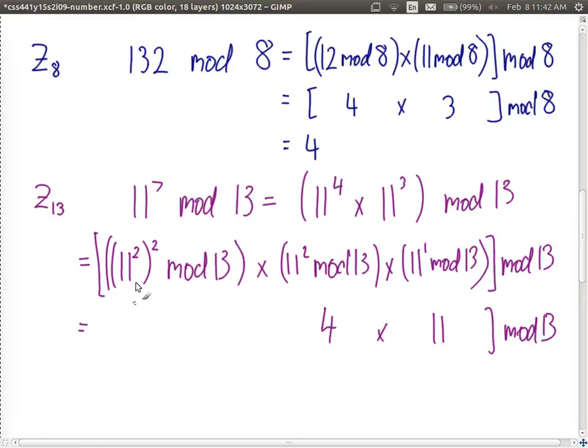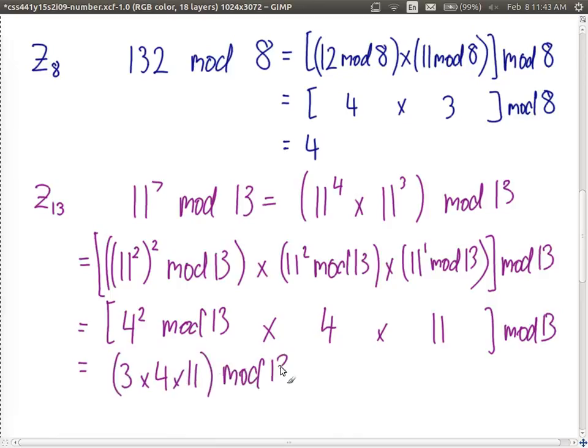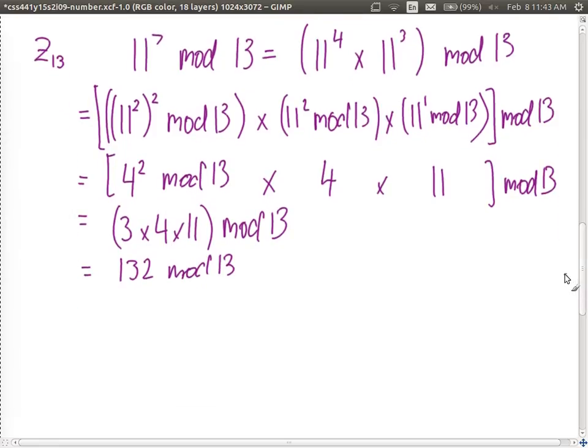Let's leave it in here, just to be complete. 11 squared mod 13 gives us 4, so 4 squared mod 13. We get 3 times 4 times 11. We could probably do that in our head: 12 times 11, actually that was before, 132 mod 13. Divide by 13, the remainder is going to be 2. Ten times 13 is 130. Right.